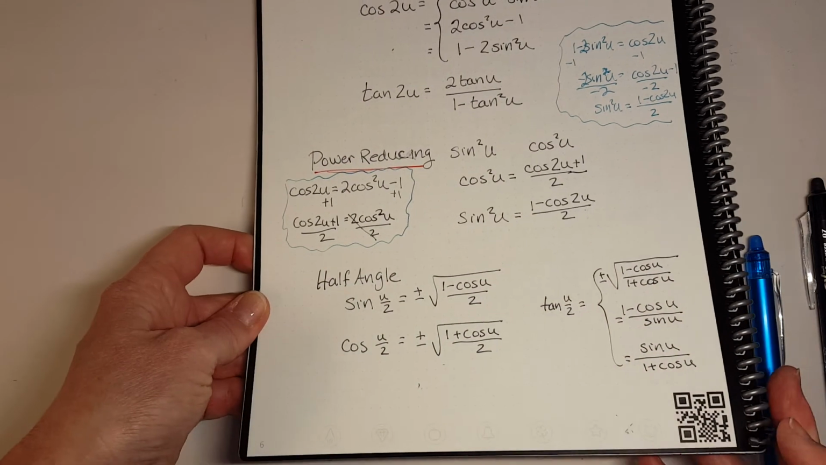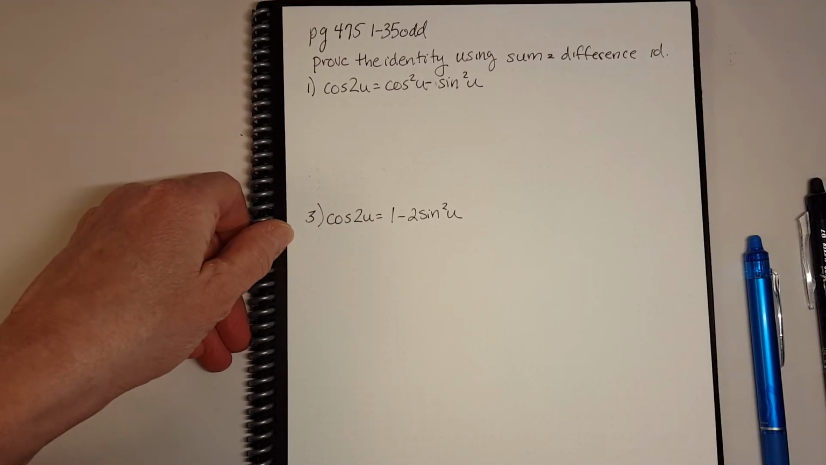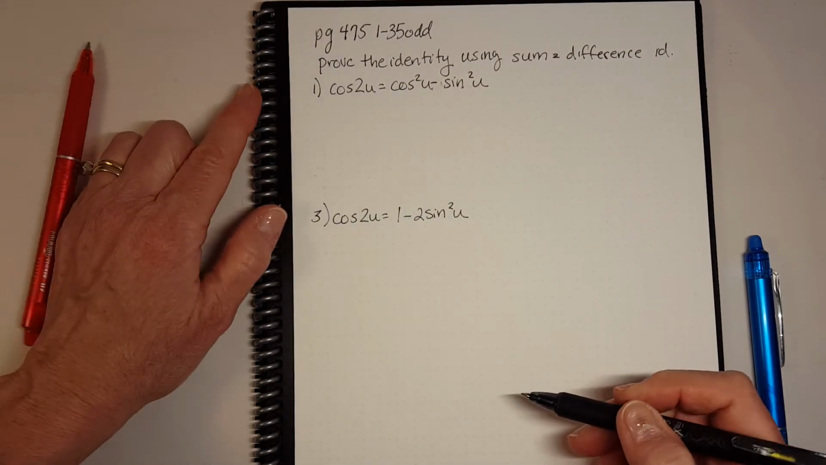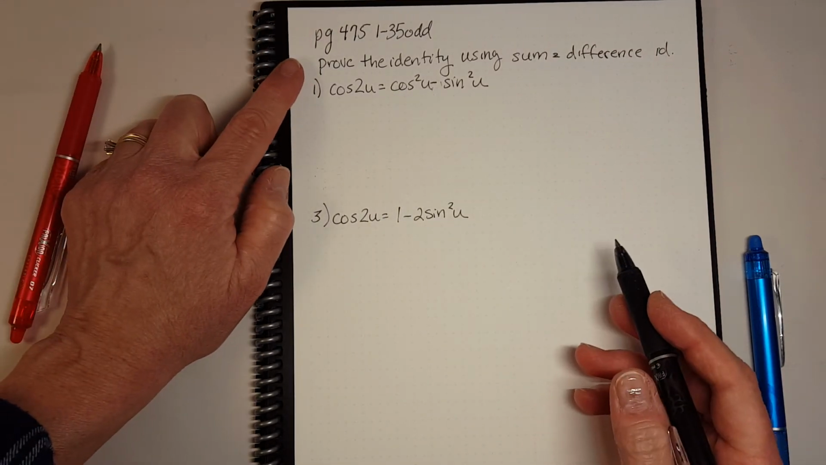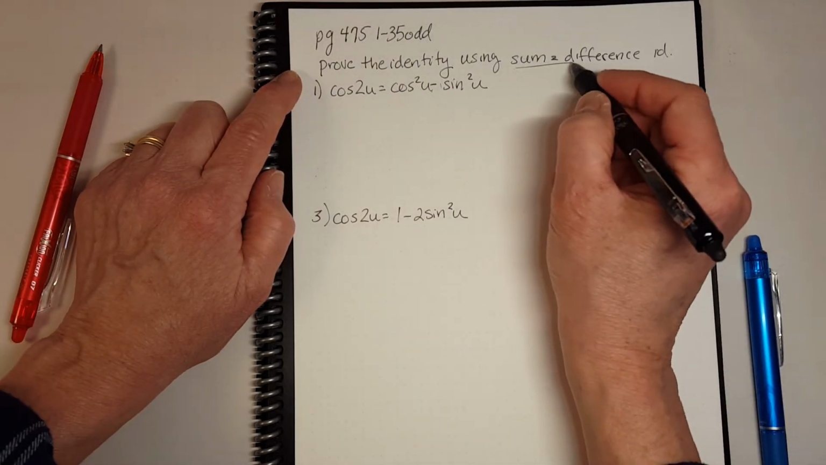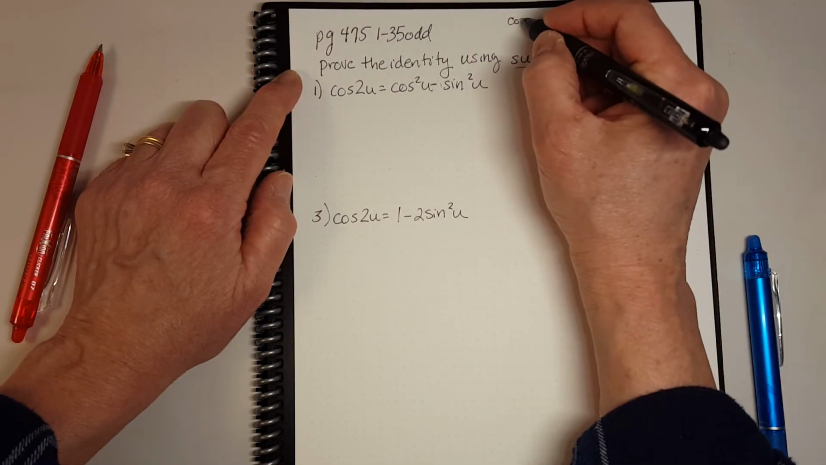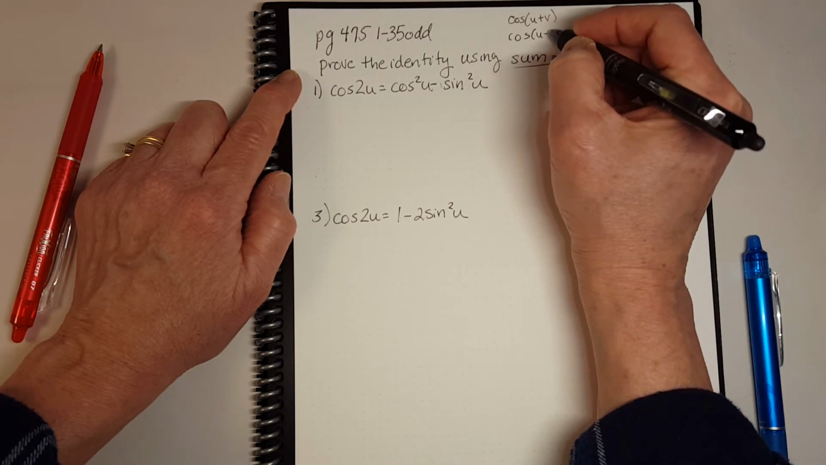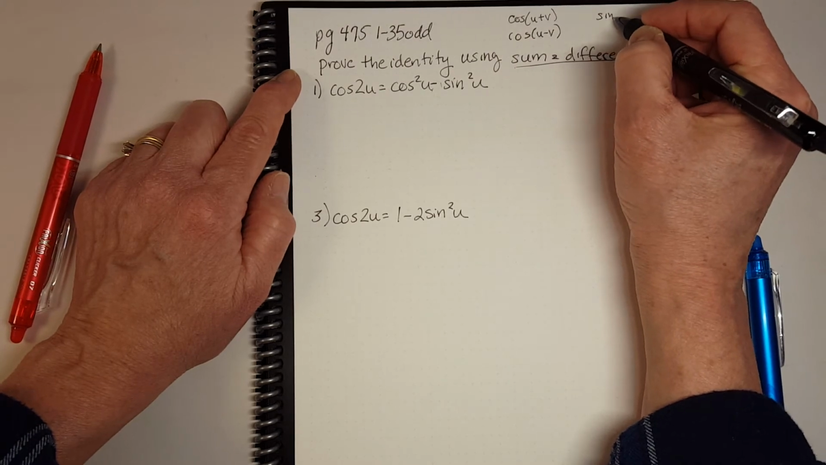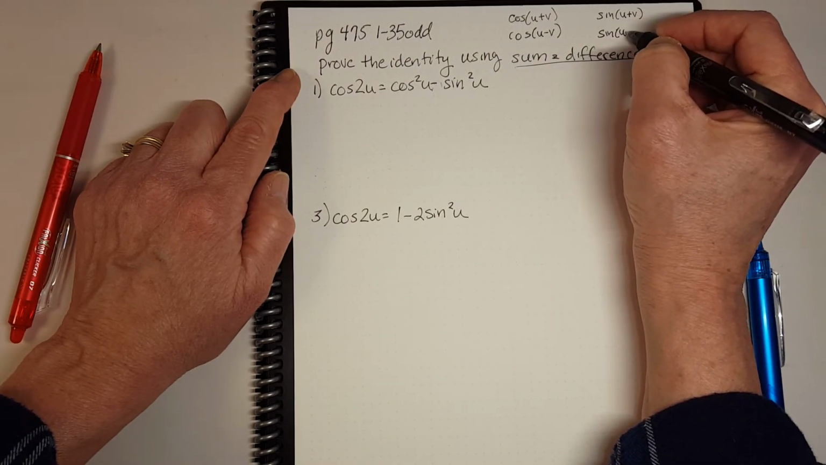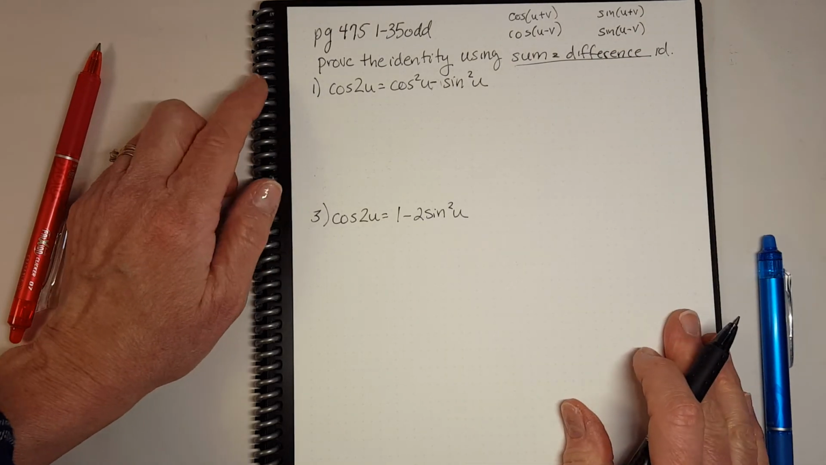So let's just do the first couple of problems in this video, and then we'll switch to the next video. The problems that were assigned are page 475, 1 through 35 odd. Prove the identity. Numbers 1 and 3 are prove the identity using a sum and difference identity. So remember, we have cosine of u plus v, cosine of u minus v, and sine of u plus v. We have identities for these. So you might want to get your identity sheet out.